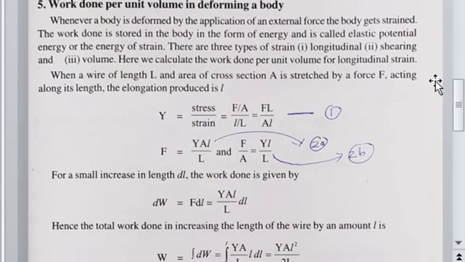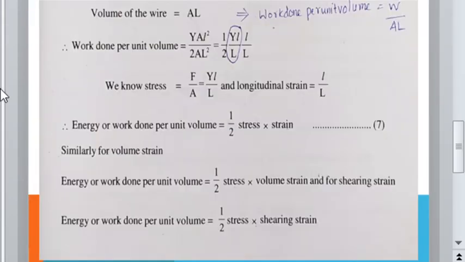Okay, the equation 2b, F by A is equal to YL by L. That is why I took this term separately and the other term, small letter L by L, separately. So in this equation, half is taken separately, and YL by L into L by L. This YL by L is stress, force by area, which is equal to stress. And we know that small letter L by L, change in length by original length, is the strain.